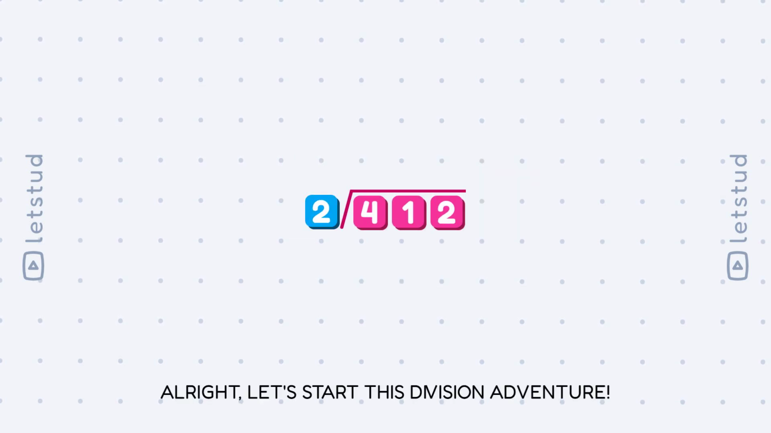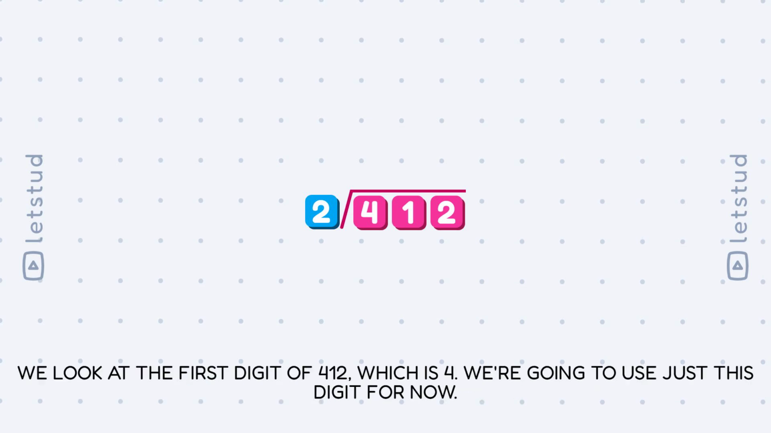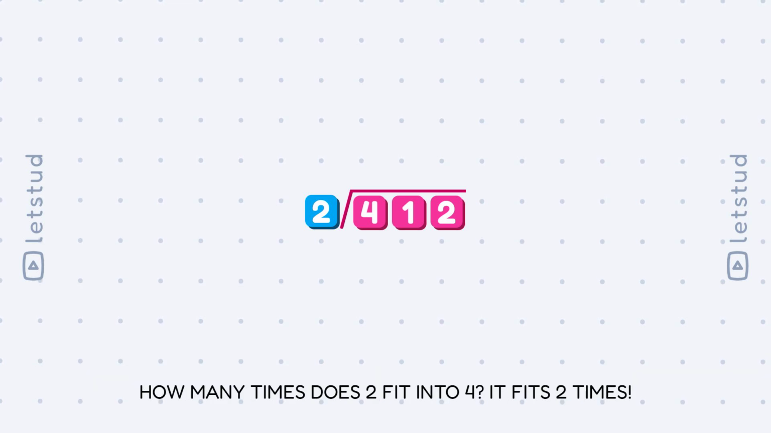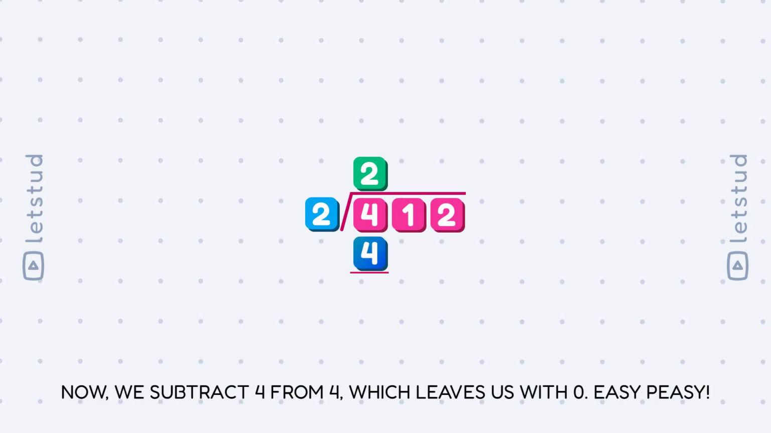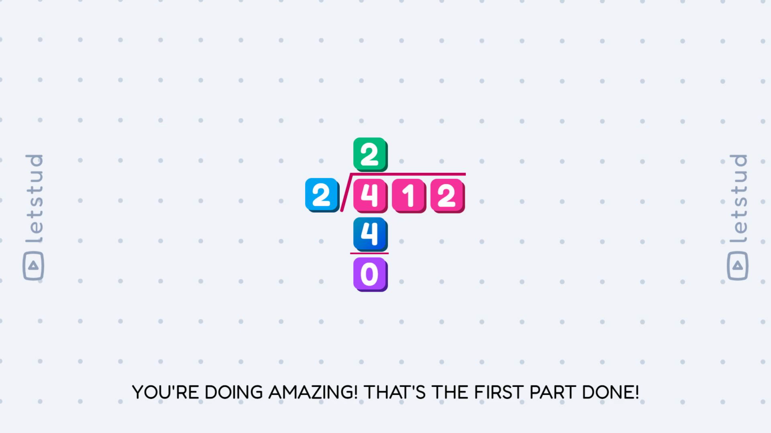Alright, let's start this division adventure. We look at the first digit of 412, which is 4. We're going to use just this digit for now. How many times does 2 fit into 4? It fits 2 times. Let's check: 2 times 2 is 4, perfect. Now we subtract 4 from 4, which leaves us with 0, easy peasy. You're doing amazing, that's the first part done.